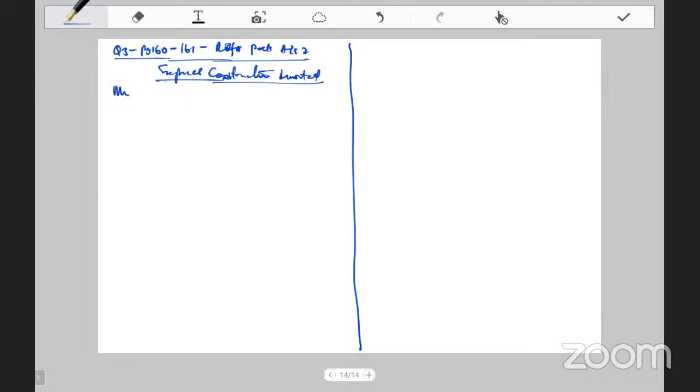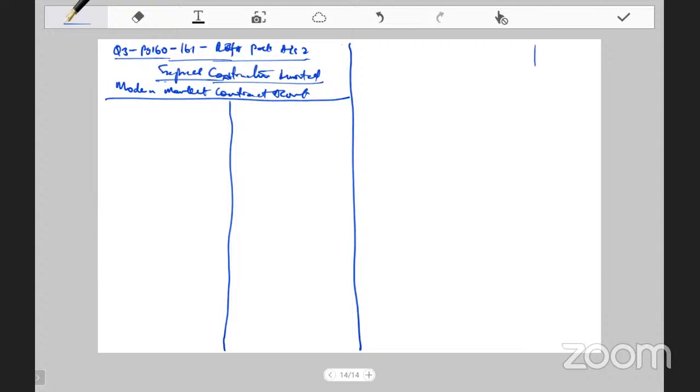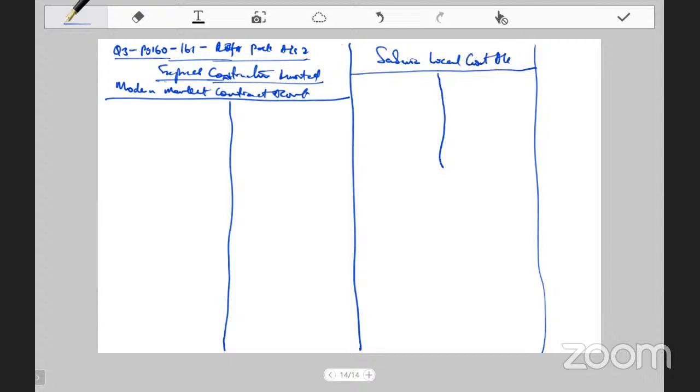Modern market contract account. So we have the modern market account. What is the second account we have to do? Sabina local government account. And we all know Sabina local government will be the contractee.